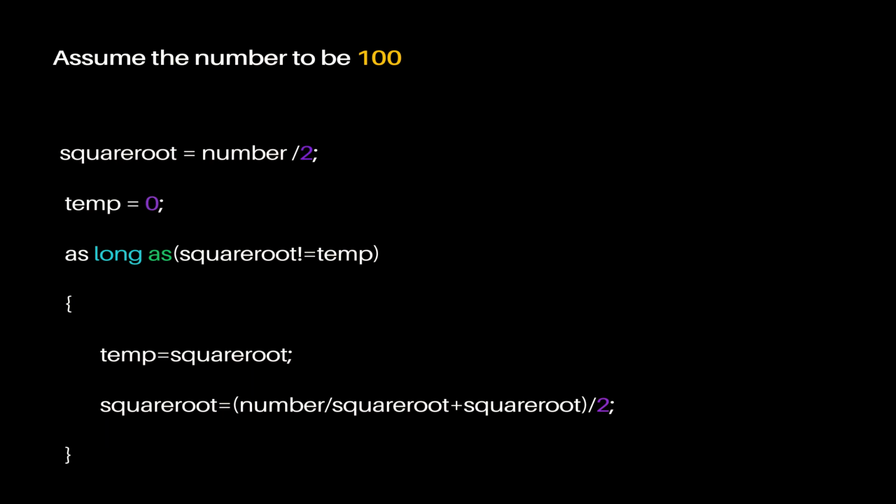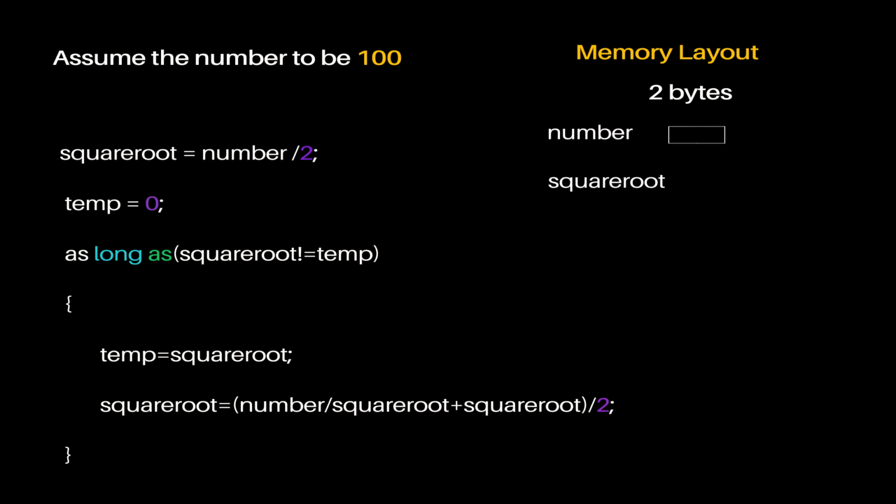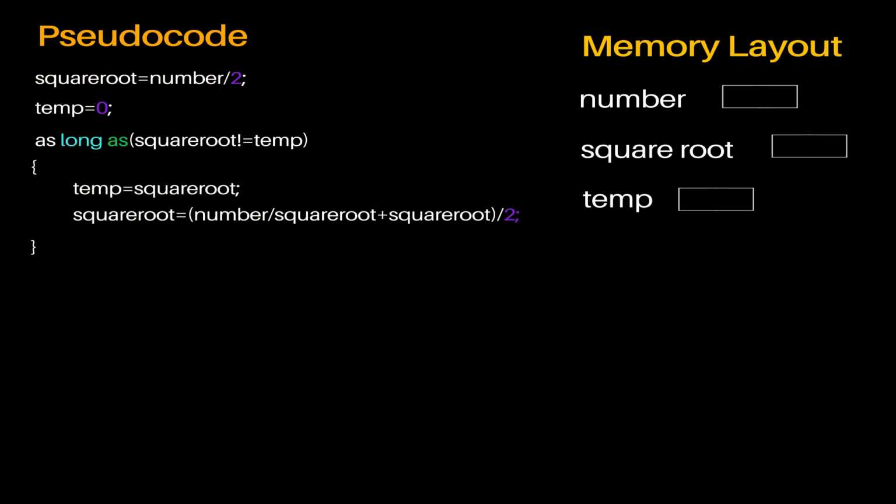So let me have my memory layout here. We know that 2 bytes of memory should be allocated to number like this. 2 bytes of memory should be allocated to variable square root like this. 2 bytes of memory should be allocated to my variable called temp like this. Now, initially the value of number happens to be 100.